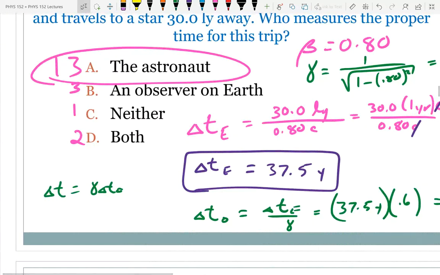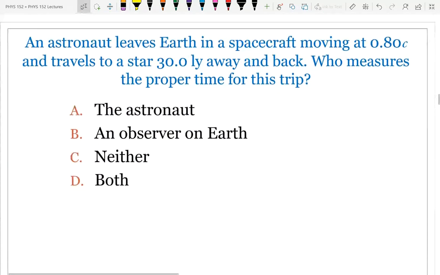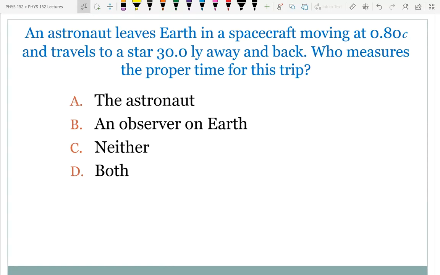Now let's go forward to the third of my clicker questions. An astronaut leaves Earth in a spacecraft moving at 0.80 c, sounds familiar, travels to a star 30 light years away, and comes back. Who measures the proper time for this trip? And you can answer now.